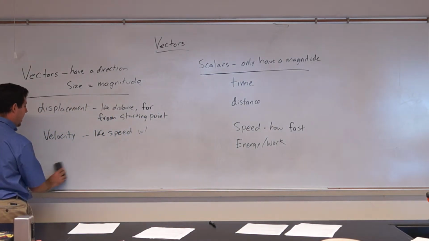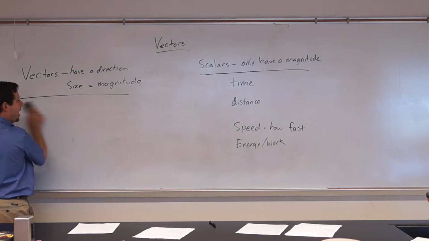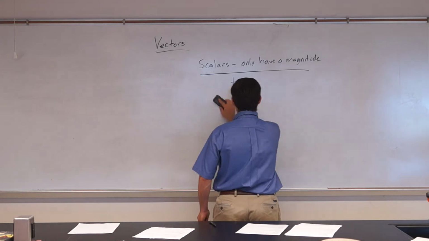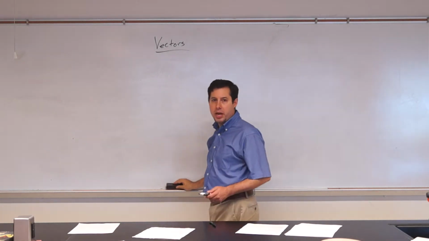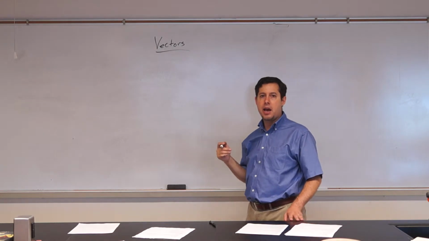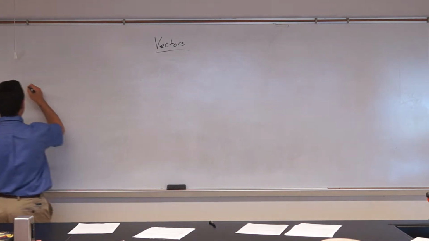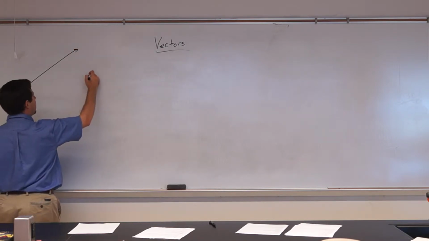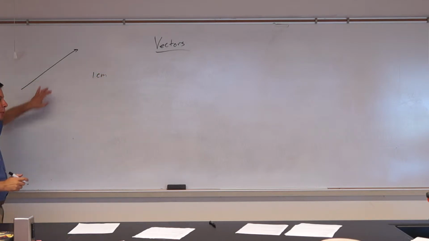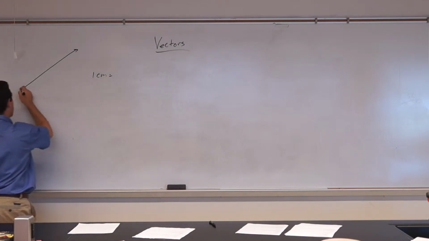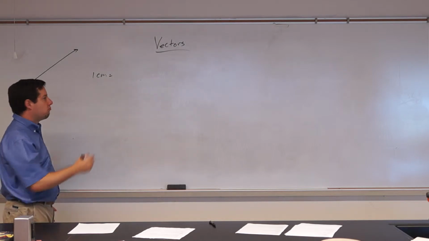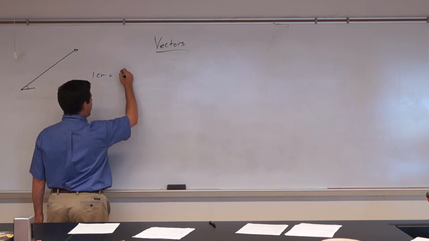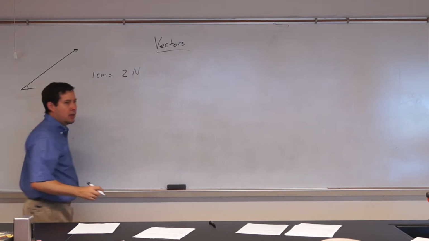There are a few different ways to add vectors, and you're going to get a chance to see how to add vectors in class and also in one of the labs. But because a vector has a direction to it, we can write it as an actual graphical representation. So this could be a vector. And we might even put a scale on it, and we might say that scale is 1 centimeter on the paper equals, let's pretend this is force and we're dealing with newtons, 1 centimeter on the paper is 2 newtons for this vector.